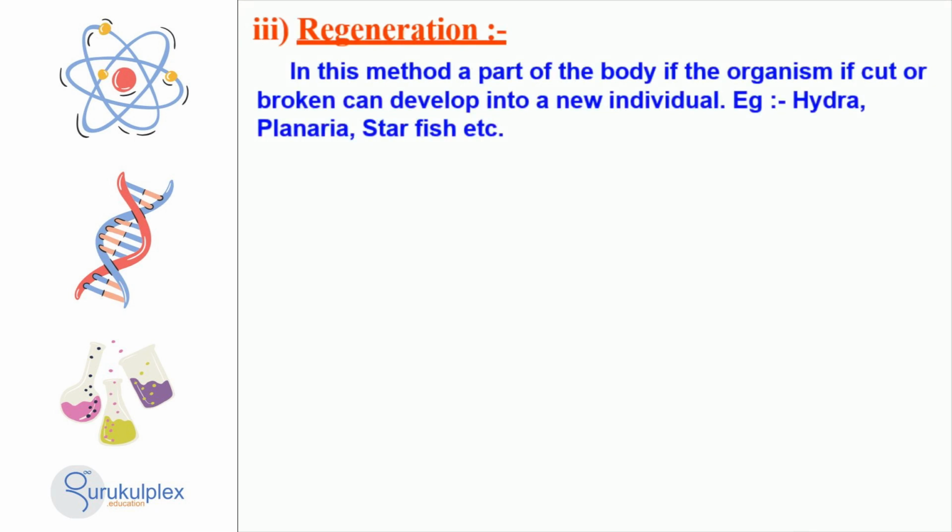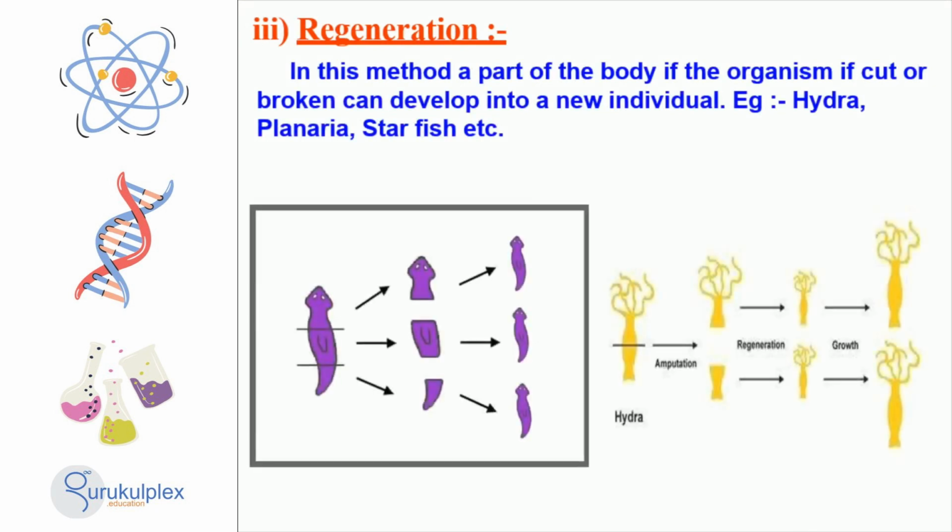Regeneration involves the capacity of an organism to form a new individual from a part of its body. Examples of organisms that can regenerate include hydra, planaria, and starfish. This process is distinct as it enables organisms to replace lost or damaged parts and potentially exist for an infinite period of time through regeneration.